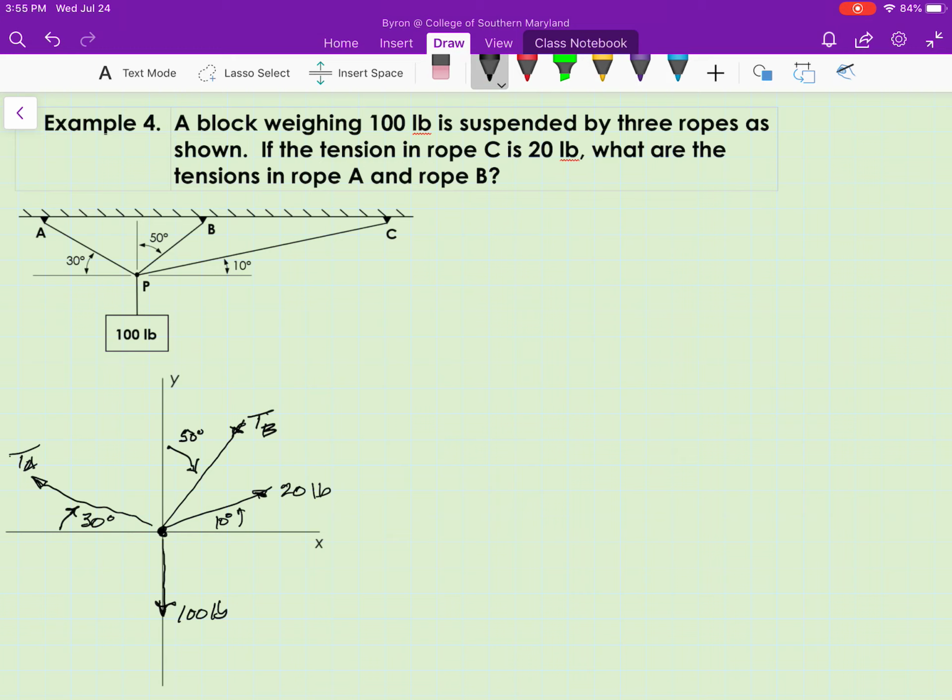Now, as discussed in the lecture, we know this system is in equilibrium. So the sum of the forces acting on P equals 0. And we can express that in two scalar equations. Sum of the forces in the x direction equals 0. Sum of the forces in the y direction equals 0.